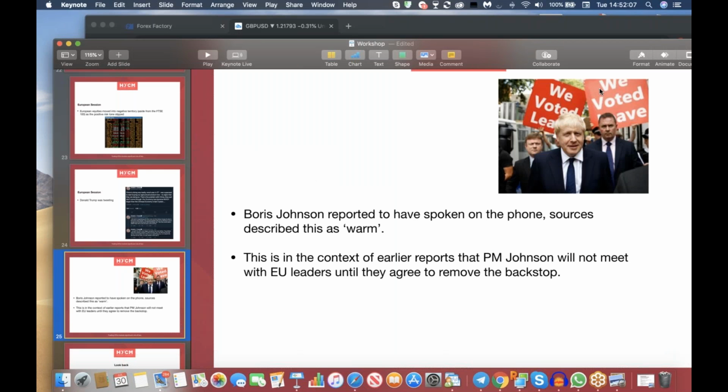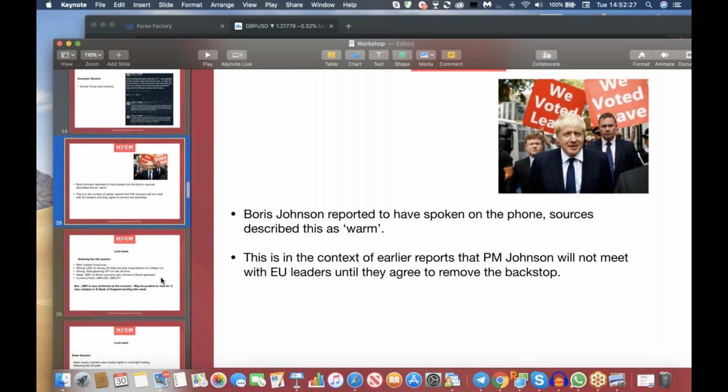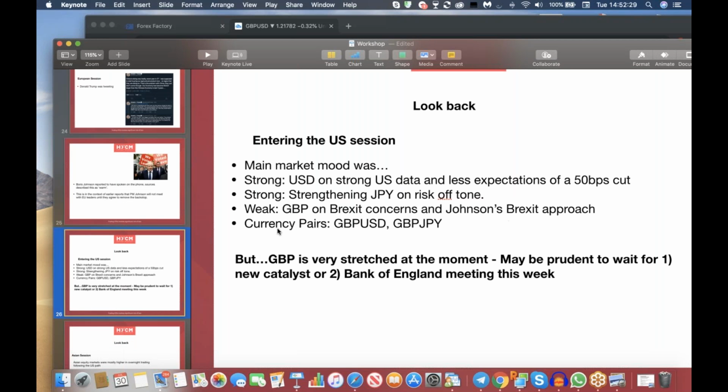So Boris Johnson was also speaking on the phone during the European session to the Irish Prime Minister. Sorry, I haven't put who he was speaking to. He's meant to have spoken to the Irish Prime Minister, and sources describe this as warm, and this was in the context of early reports that PM Johnson will not meet with EU leaders until they agree to remove the backstop. Nothing really there of note, just something to look at.